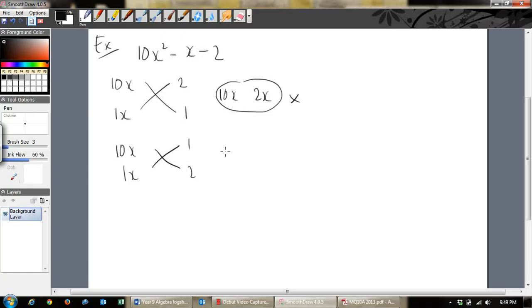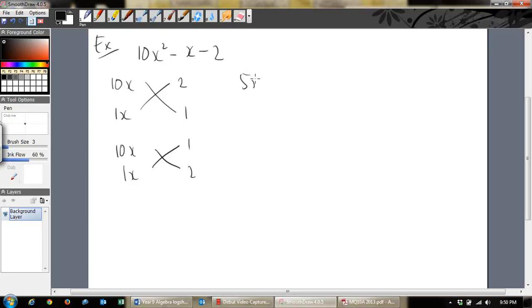What's 10x times 2? 20x. What's 1x times 1? That's just x. Can you put those two together to create negative x? No, doesn't work either. Okay, I shouldn't have taken up too much space, but I'll just delete that. Neither of those work, and I just need to use that space. I'm going to run out. So the combination of 10x and 1x does not work. So let's move on to a different combination for this.